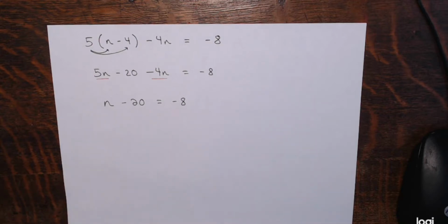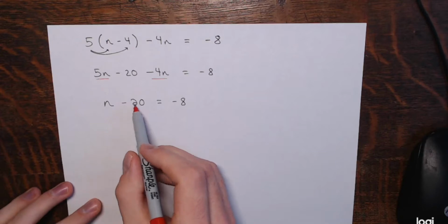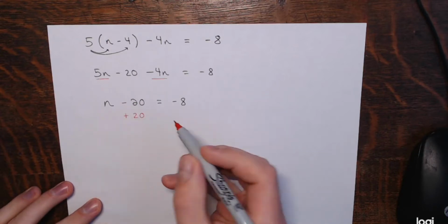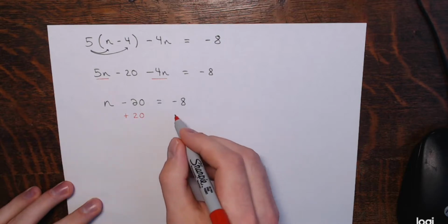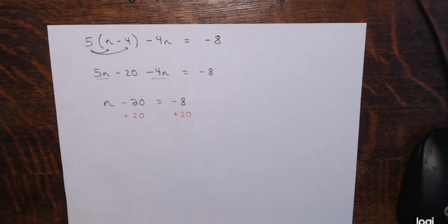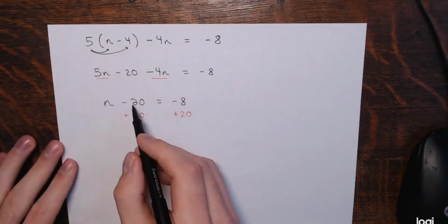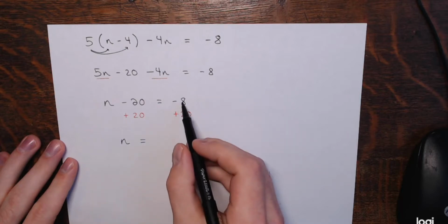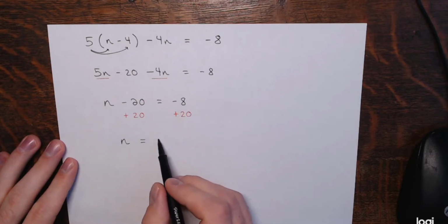And now I just do the addition property of equality, right? I need to plus 20 here because it's minus 20. I want to get rid of it and get the n by itself. Do the same thing to the other side, right? Add 20. So now on the left side I have my n by itself equals, and then negative 8 plus 20 is positive 12. Right, and there you go.